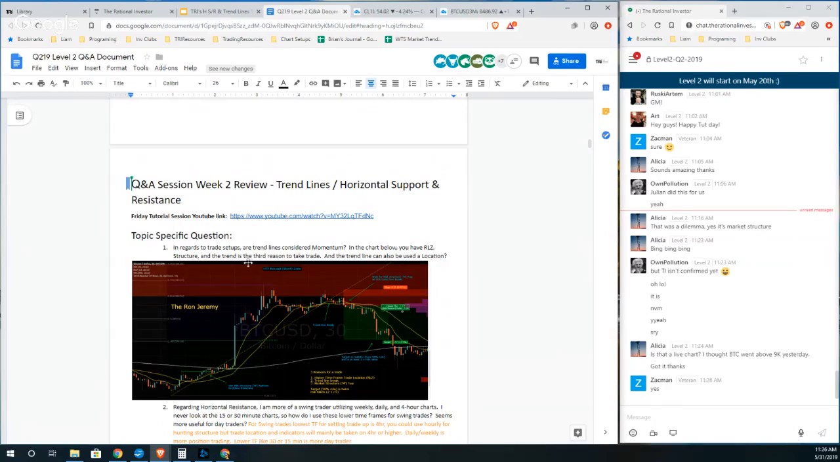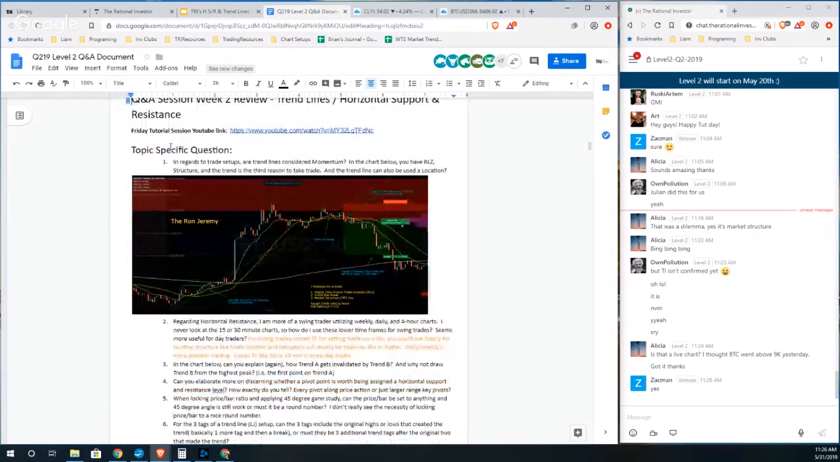Appreciate that. Good. Awesome. Okay, topic specific questions. In regards to trade setups, are trend lines considered momentum? Yeah, that's a tough one. I'm going to say no. In the chart below, you have RLZ structure, and the trend is the third reason to take a trade. And the trend line can also be used as location. That's a tough one.